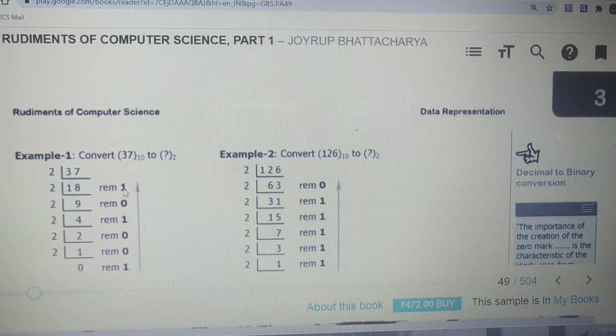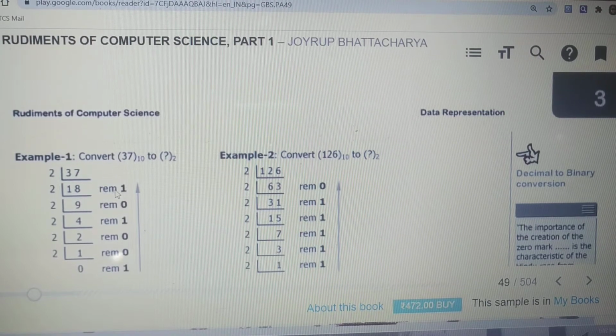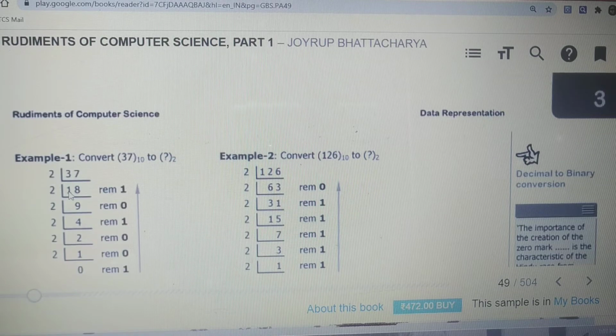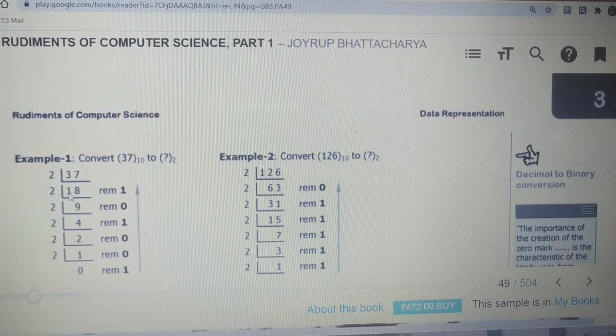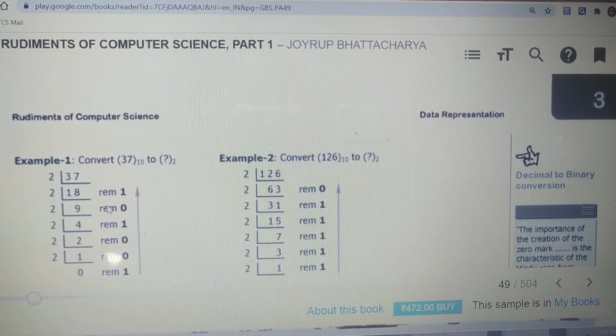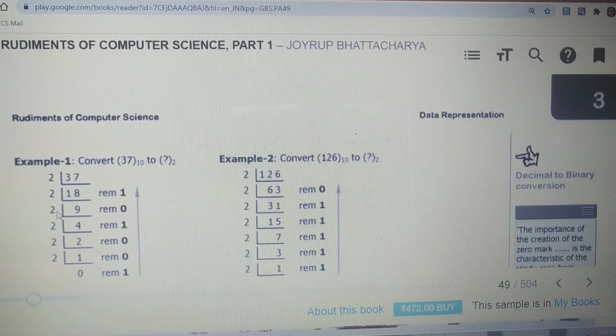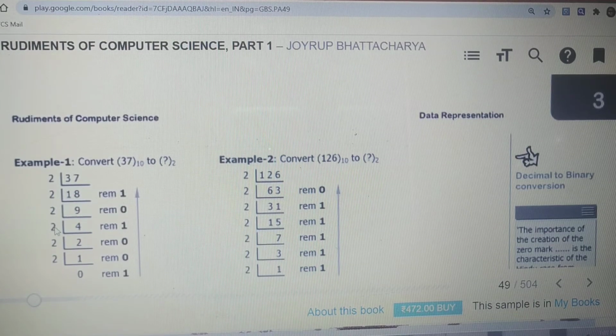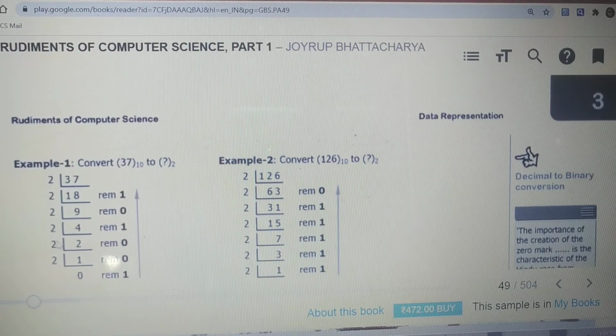Beside 18 we will write remainder 1. Rem is not required, just put a hyphen and write 1. Again we divide the quotient by 2. So the answer is 9 and there is no remainder. If remainder is not there, then we will write 0. Again 9, divide it by 2. So 2 fours are 8, quotient is 4, remainder is 1. Again we divide 4 by 2, so quotient is 2 and remainder is 0. Again we divide 2 by 2, so quotient is 1, remainder is 0.